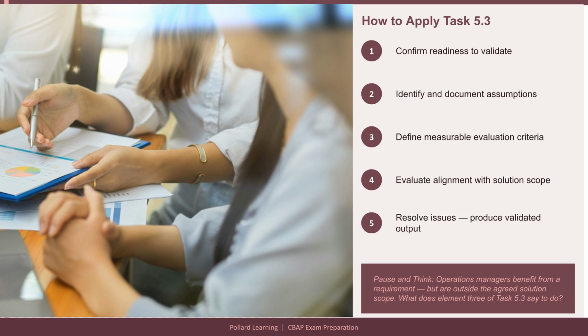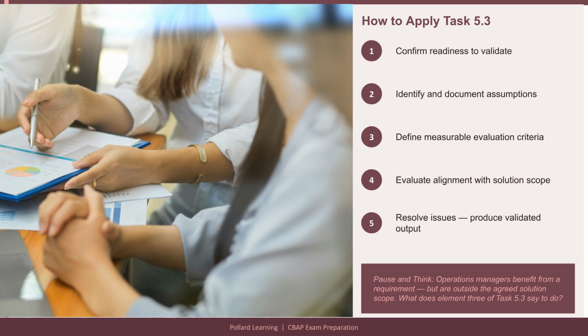Step 3. Define measurable evaluation criteria. For each key requirement and each expected benefit, define how success will be measured after the solution is implemented. Establish the baseline, the current state measurement that will serve as the reference point. Define the target, the performance level that confirms the business objective has been achieved. Make both specific and measurable. Without this, there is no way to confirm after implementation whether the solution delivered its intended value. The baseline and target together are what make a benefit claim more than an assumption.